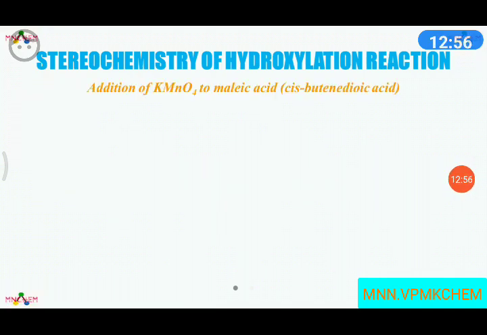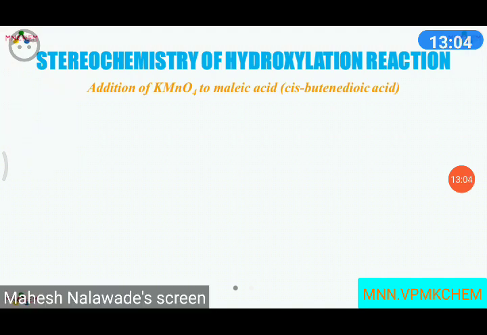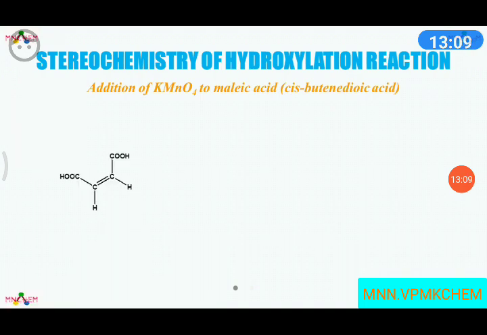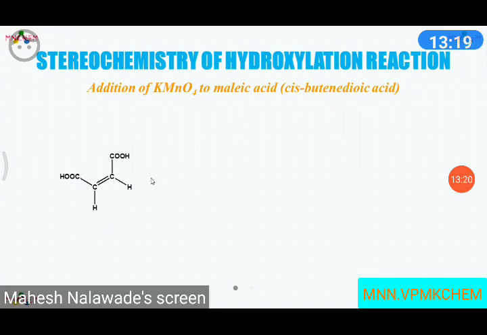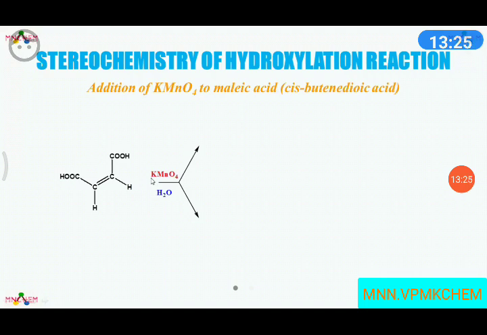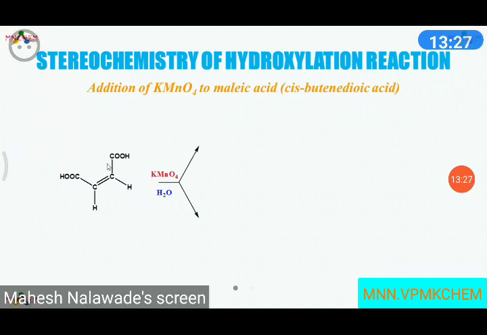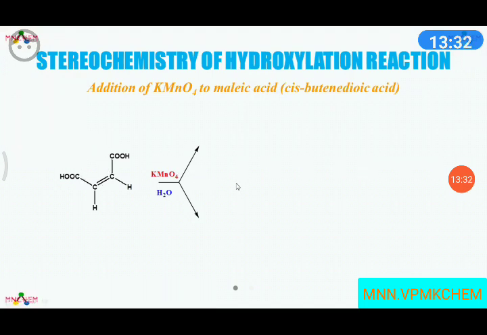Today we are going to discuss addition of KMnO4 to cis-butenedioic acid, commonly known as maleic acid. It has a structure like this. This is maleic acid where the two carboxylic acid groups are on the same side. This is the cis isomer. KMnO4 adds in a syn manner, and after hydrolysis, we get syn hydroxylation.